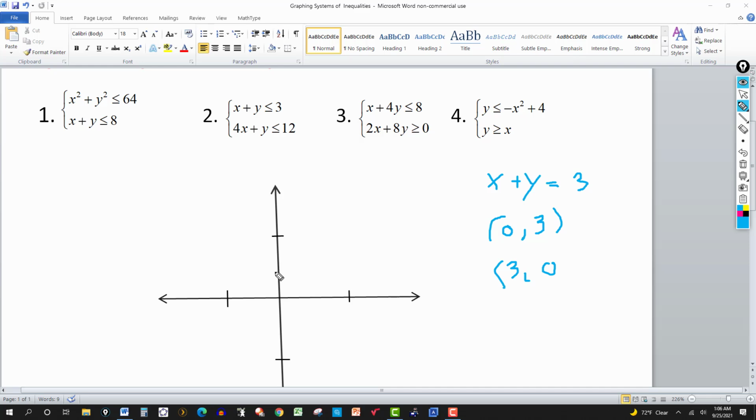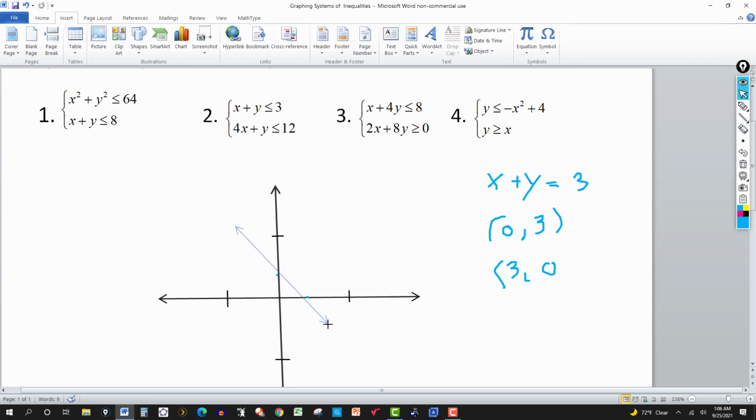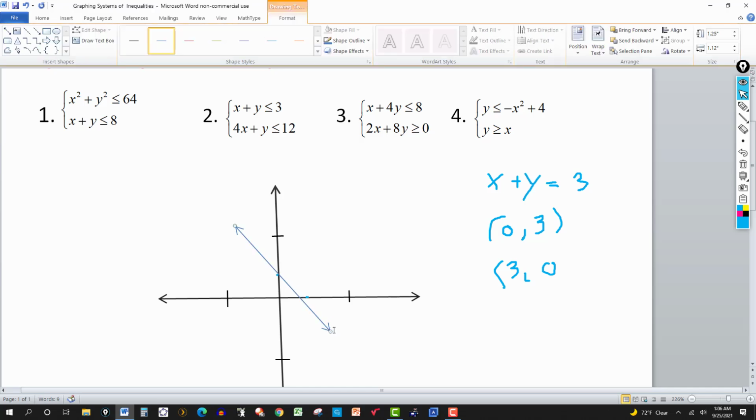So I go up to 0, 3. Let's say that's about right here. Then 3, 0 this way. That'll be right here somewhere. And then I draw a line through there. Okay, close enough. So we have that.